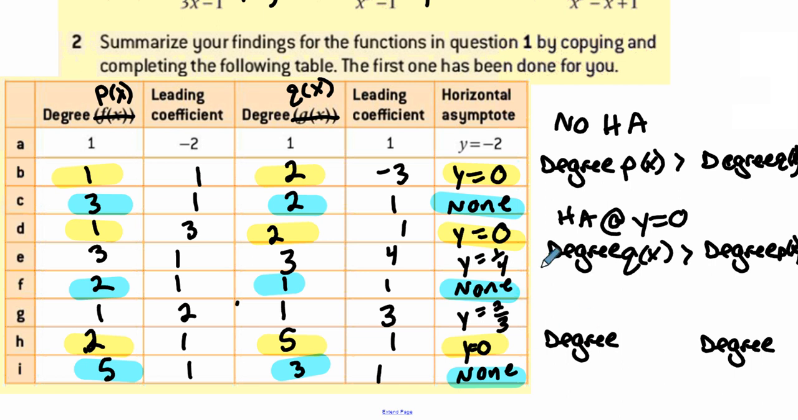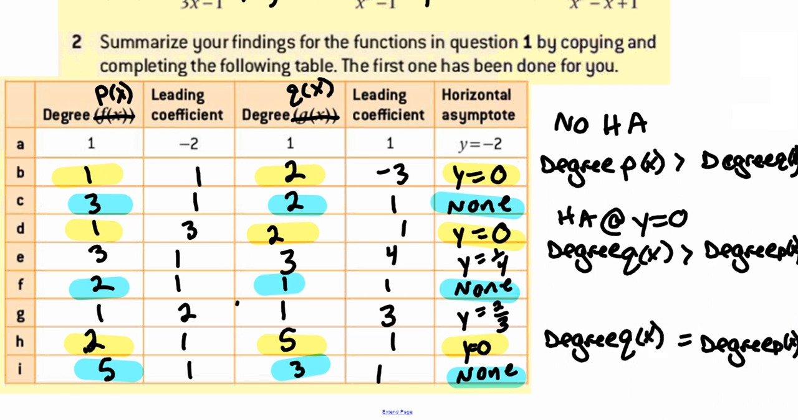And then I have these other situations. Y equals negative 2, y equals 1/4, y equals 2/3. So for those, what do you know about the degree of P of X and Q of X? Very cool. They are equal.